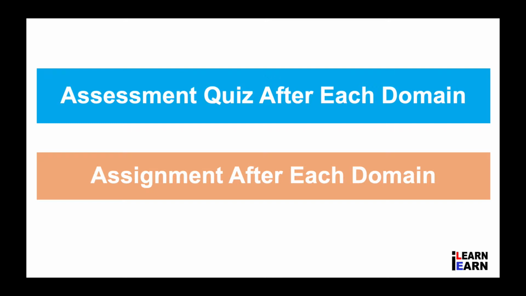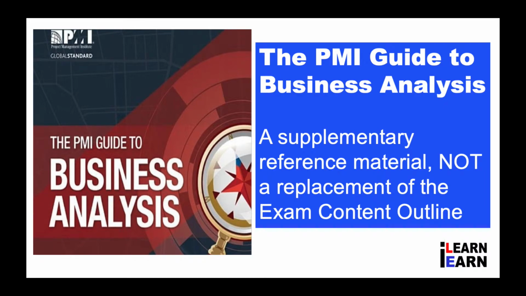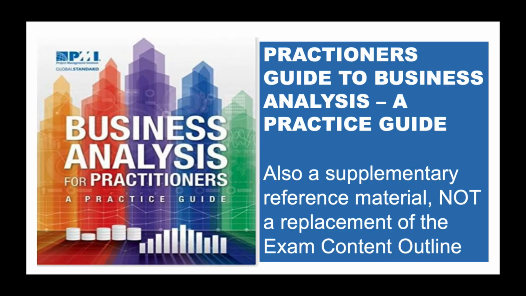Let's talk about the PMI Guide to Business Analysis. This is an important reference material for you. It is available to you if you become a PMI member. I think the membership fee is $129 a year. This is available to you for free download if you are a PMI member. The PMI Guide to Business Analysis, or the guide, as we call it, is almost the equivalent of the PMBOK Guide for the business analysis component of project management. Another reference material is the Business Analysis for Practitioners, a practice guide.